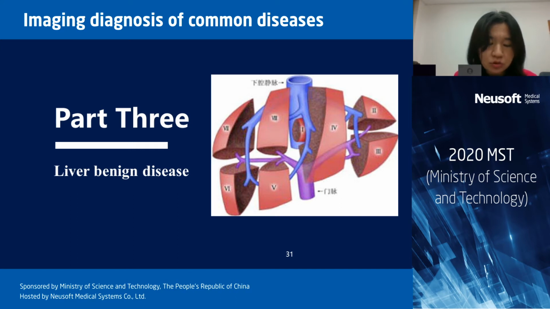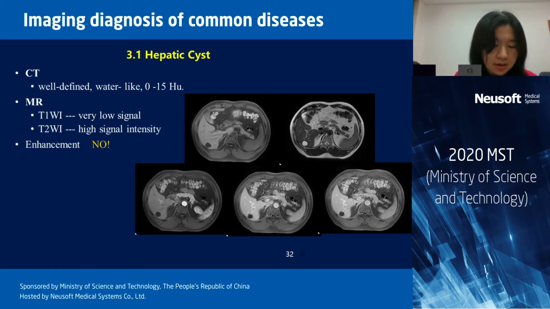What I'm going to talk about in part 3 is liver benign disease. Hepatic cyst. Hepatic cyst is well defined and water-like on CT. Cyst displays very low signal on T1 weighted imaging and high signal on T2 weighted imaging without enhancement.